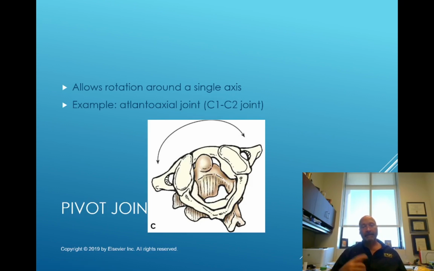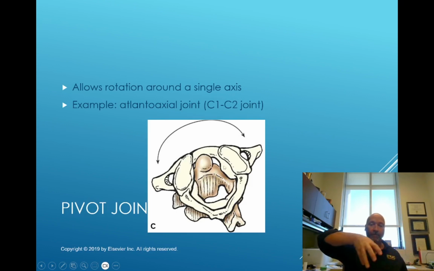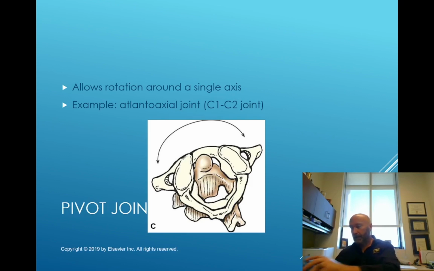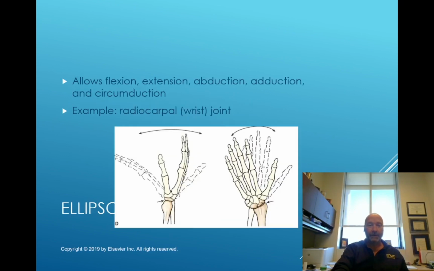So axis, kind of like an axle, you got rotation, right? So the head is sitting on top of these two little pads here. And as we rotate the head, what's happening is Atlas is swiveling or pivoting on the axis. So most of your head movement occurs right there. You don't have a whole lot of rotation. You shouldn't have a whole lot of rotation at any other joint.